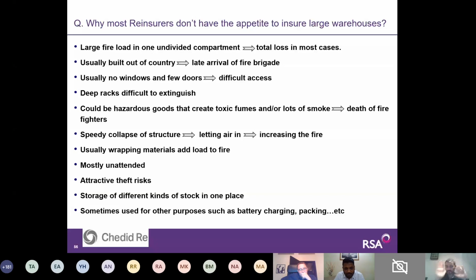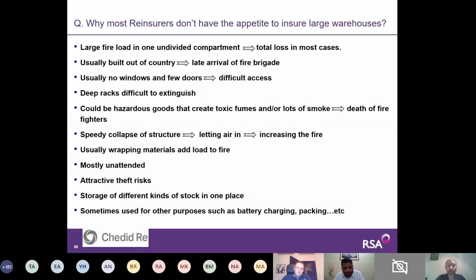Speedy collapse, the structure is steel, fire. Wrapping material, sometimes it's rubber, sometimes it's heavy plastic. This is adding to the fire load. Mostly unattended, yes, true. Attractive theft, maybe, yes. Storage of different kinds of stock in one place, when the importer imports or produces aerosols and toys and whatever. Johnson & Johnson, they have a lot of products in the market. Tissue and so on, all in one place. The fire load in one thing is much higher than the other, but it's total loss.